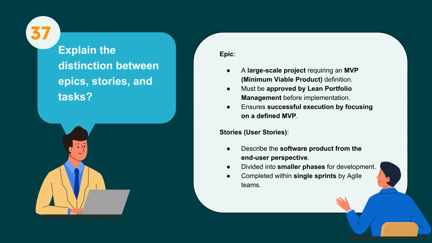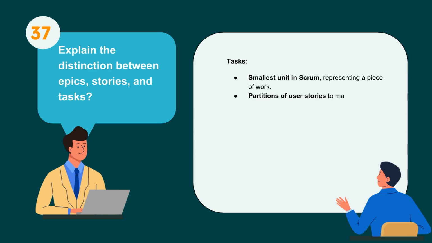Stories. A story, or user story, is a tool used in Agile to record the description of a software product from the end-user perspective. These user stories are divided into small phases and then developed in single sprints by Agile teams. Tasks. Tasks refer to partitions of stories that are broken down to ease work. It is the smallest unit in Scrum that is used to denote work.